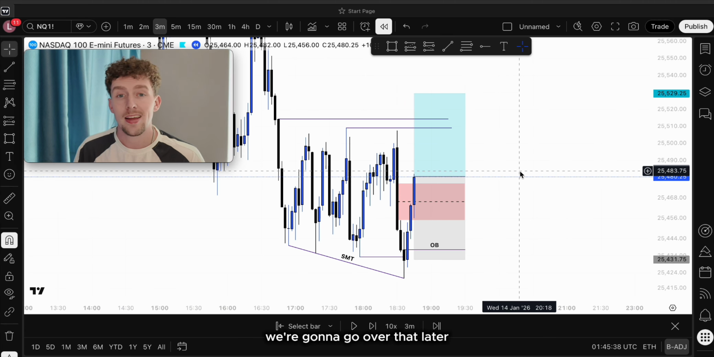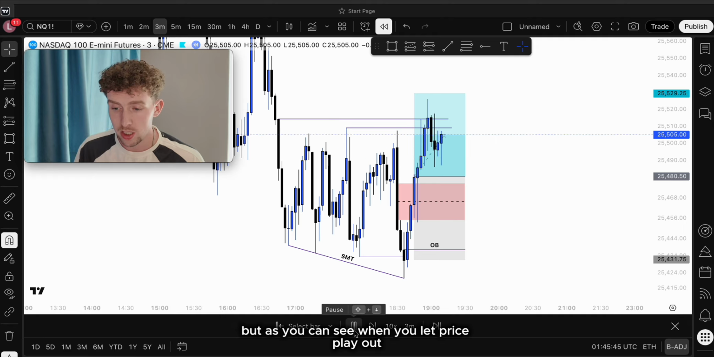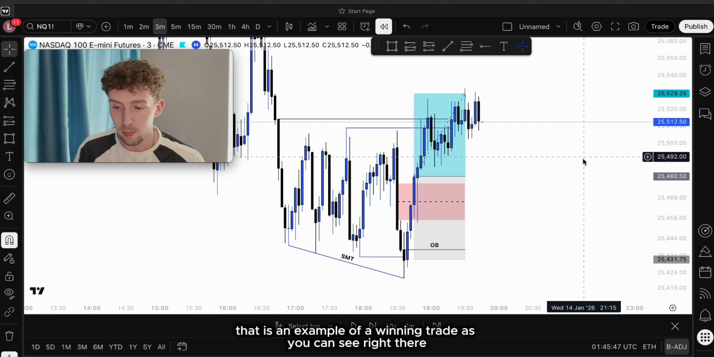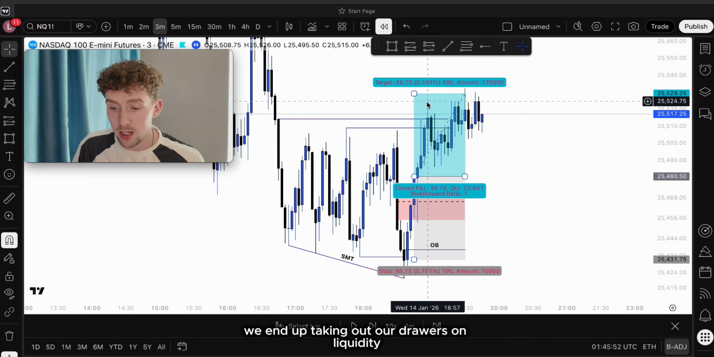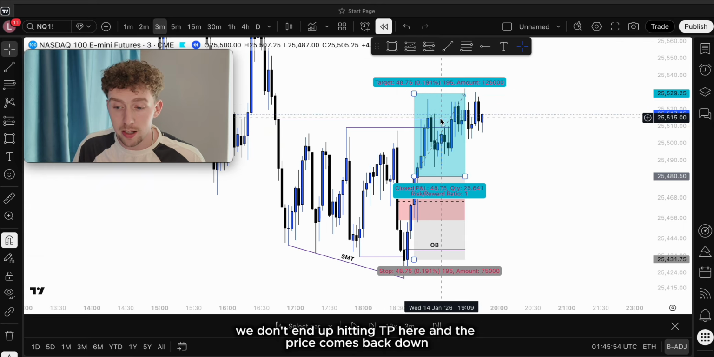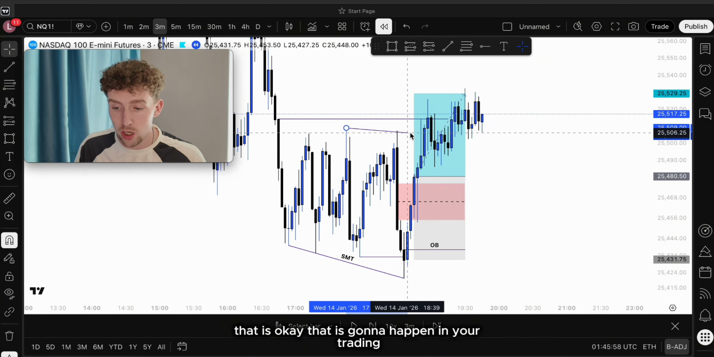We're going to go over that later in videos, on the rules I take to do and place in my trading. But as you can see, when you let price play out, that is an example of a winning trade. As you can see right there, we end up taking out our draws on liquidity. We don't end up hitting TP here and the price comes back down. That is okay. That is going to happen in your trading.